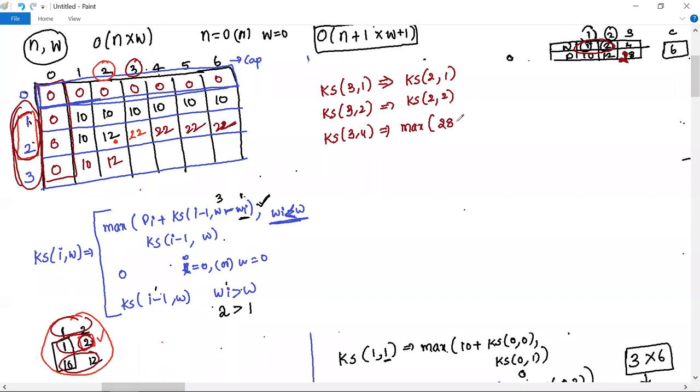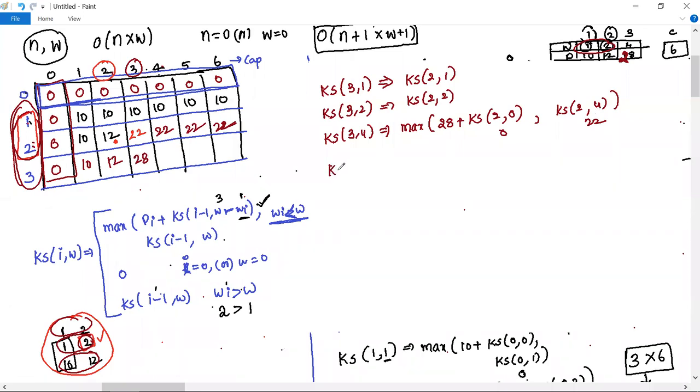28 plus, which object I included? Third object. When you included the third object, the number of objects is reduced to 2, and the total weight is taken. 4 minus 4, 0, right? Comma, don't include that object, and the capacity is 4. So 2, 4. What is 2, 4? 22. What is 2, 0? 0. 28, 22, which is maximum? 28 is maximum.